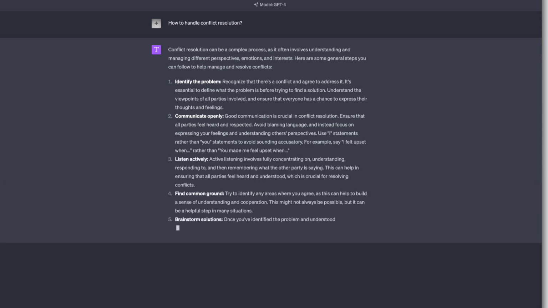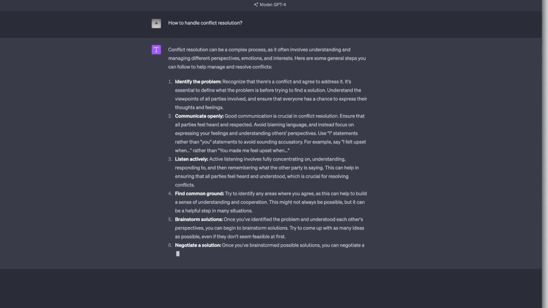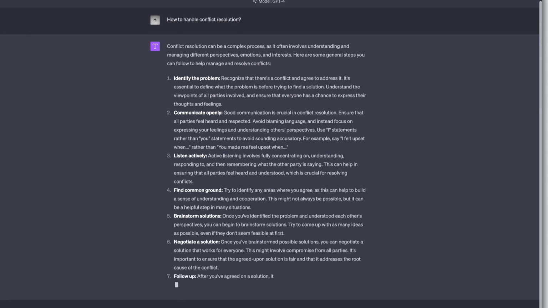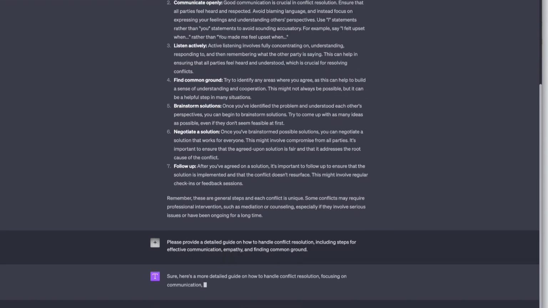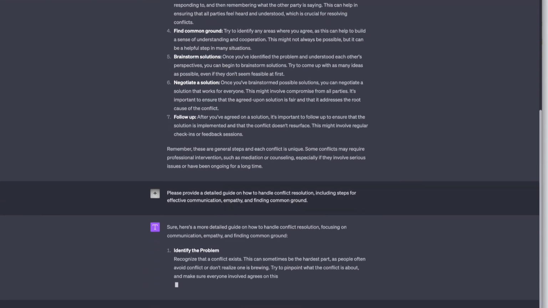To start with, let's head over to chat.openai.com, where we meet our friendly AI, ChatGPT. Here, ChatGPT gave us a basic framework for conflict resolution. But what if we want more detailed advice? Let's dig deeper with a more comprehensive prompt.